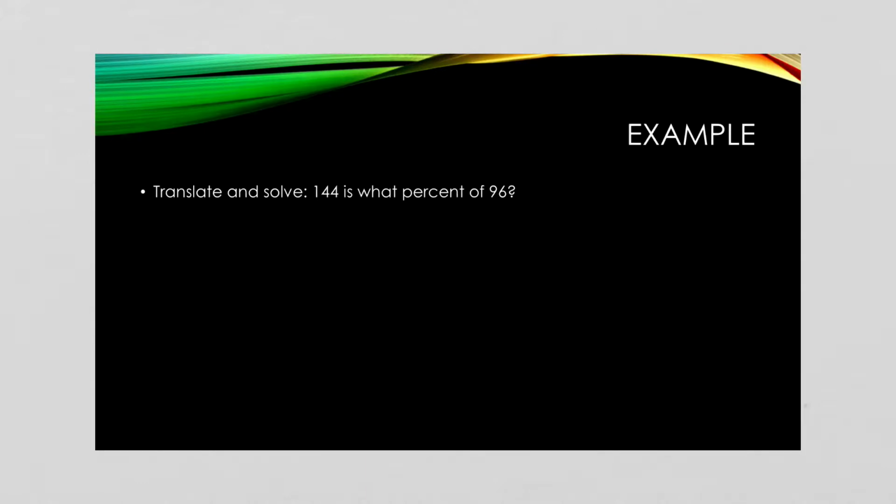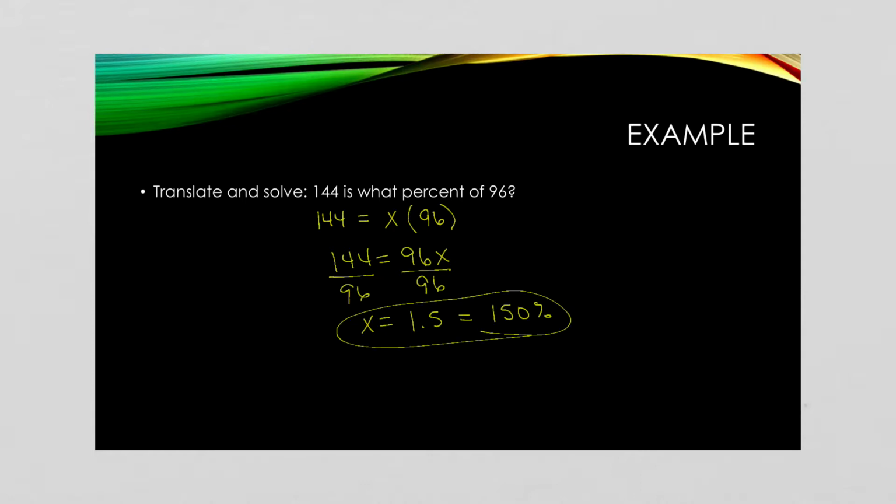Alright, so let's look at this one. We're going to translate and solve this. 144 is, and "is" means equals. What percent means X? "Of" means multiply. So we actually have something that looks a little bit cleaner whenever you write it like that. So we're going to divide both sides by 96. 144 divided by 96 is 1.5. Now, am I finished with this? Is my answer 1.5%? No, I got the decimal version. I need to turn this into a percent. So that is equal to 150%. And we knew that it was going to be more than 100 because 144 is more than 96.